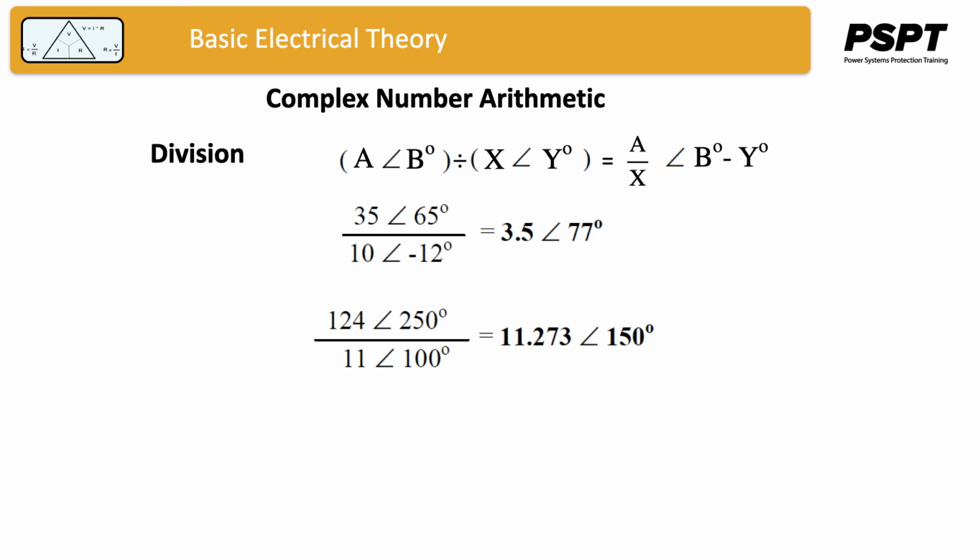And a final example would be phasor 3 at 30 degrees divided by 5 at minus 30 degrees. You would have 3 divided by 5, which is 0.6, and then you would subtract minus 30 degrees from 30 degrees, which is the same as adding 30 degrees to 30 degrees, which would result in an angle of 60 degrees. So the resultant quotient would be 0.6 at 60 degrees.